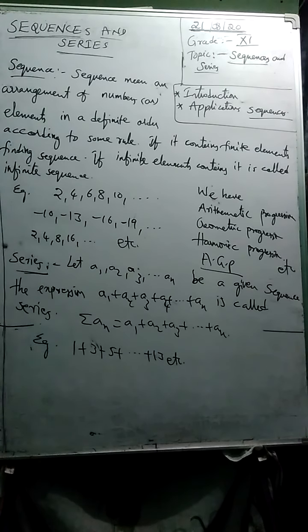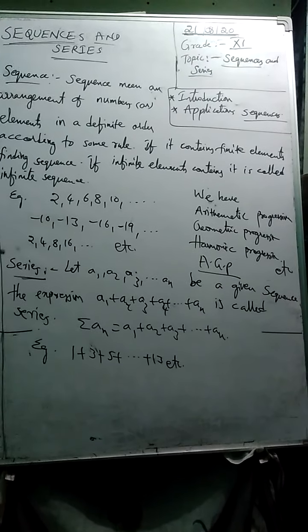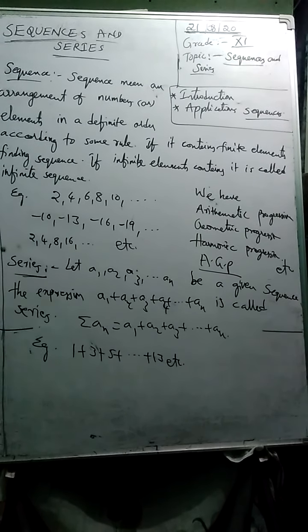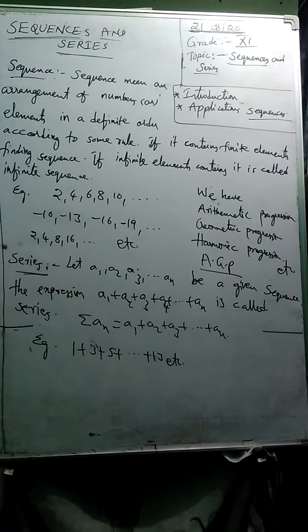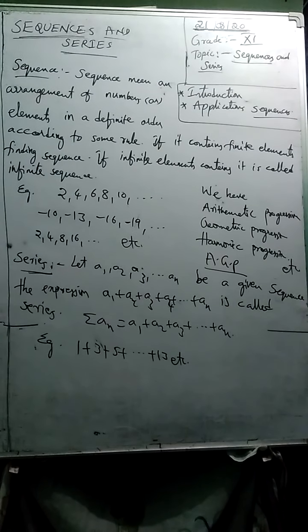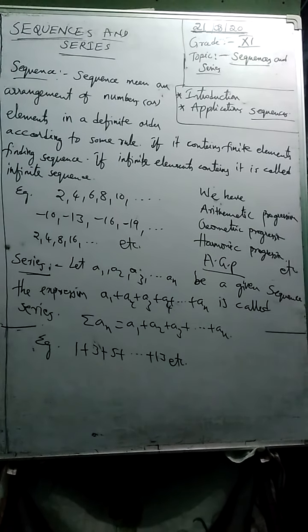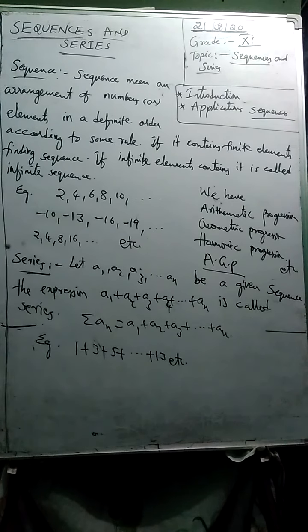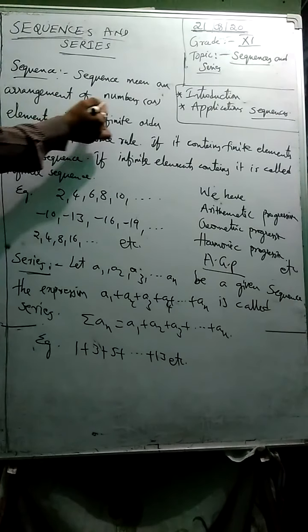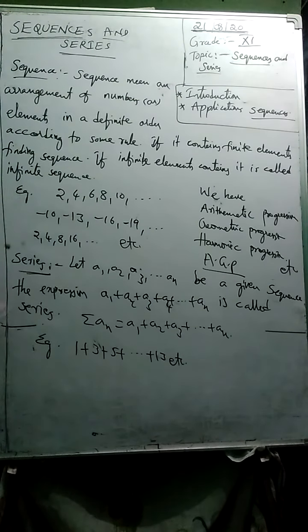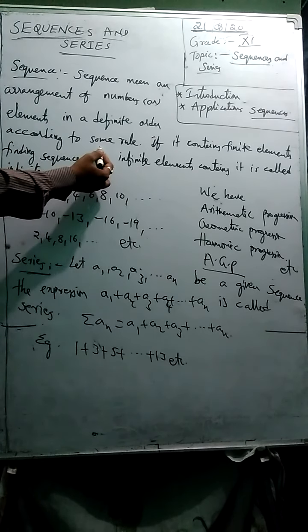Sequence, first you should know the word sequence. In general, whenever you are writing an examination or doing any activity, teachers will guide you to do it in a sequential order. Sequential order is nothing but the arrangement of either numbers or objects in a proper order. So here also, sequence means an arrangement of numbers or elements in a definite order according to some rule.